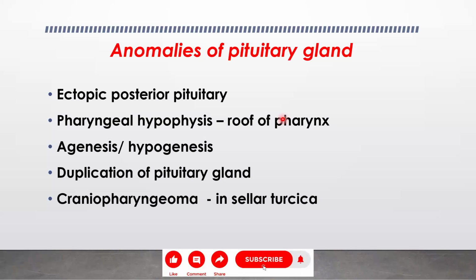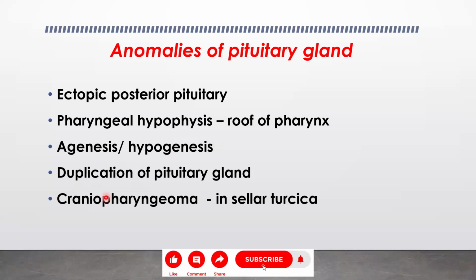What are some of the anomalies of the pituitary gland? We can have an ectopic posterior pituitary gland, which means it did not come into contact with the Rathke's pouch. Then pharyngeal hypophysis, which means it's found on the roof of the pharynx. It's not found in the skull ideally, but it's found on the roof of the pharynx. Then you can also have agenesis, complete absence of the pituitary gland, and then hypogenesis of the pituitary gland. You can also have duplication of the pituitary glands.